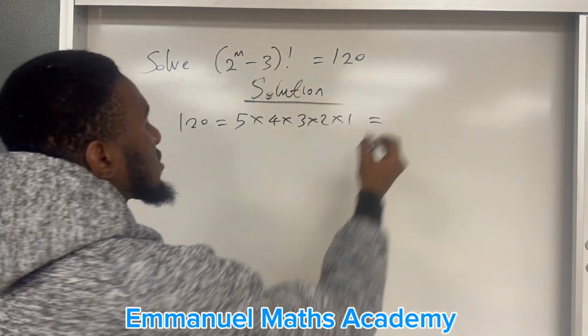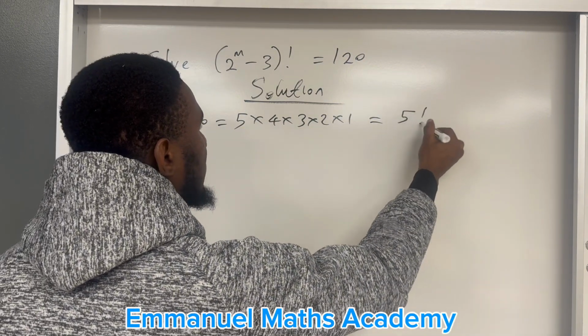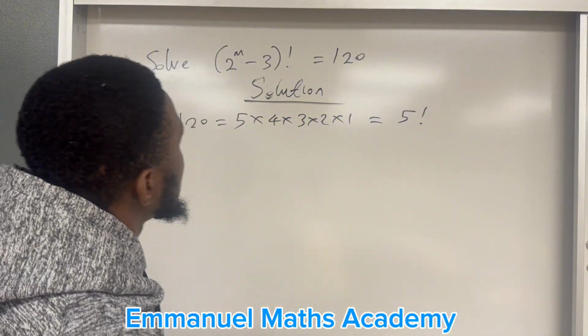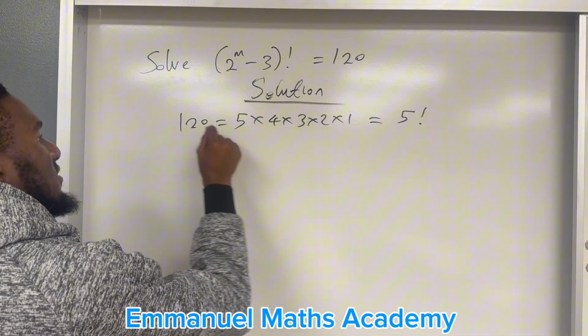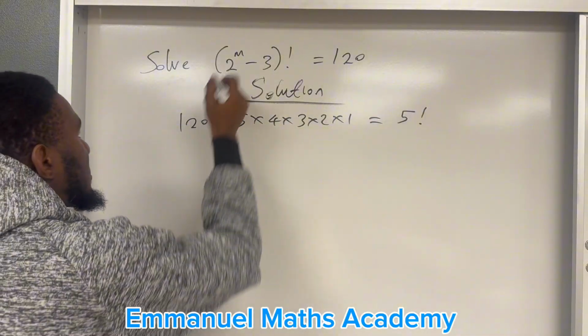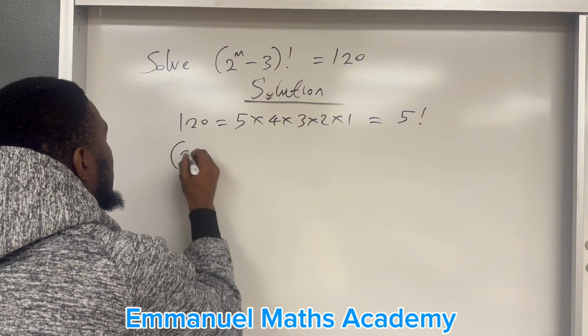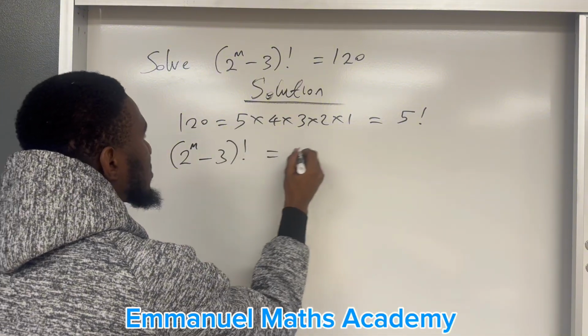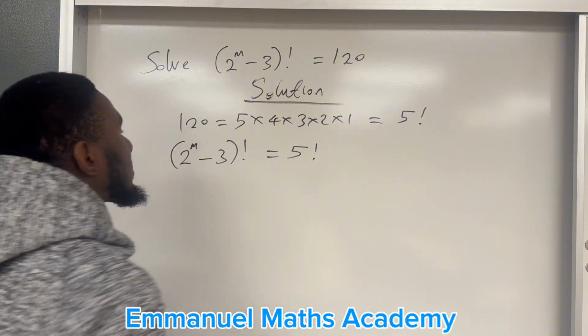Which is equal to what? 5 factorial. So 5 factorial is the same thing as 120. That means we'll be substituting the value of this as 5 factorial. Hence, we have (2^m - 3)! = 5!.